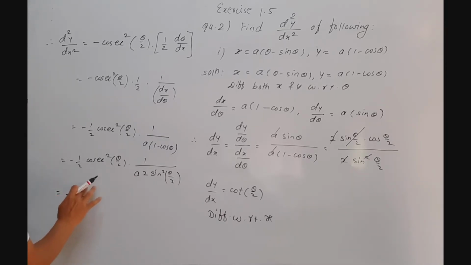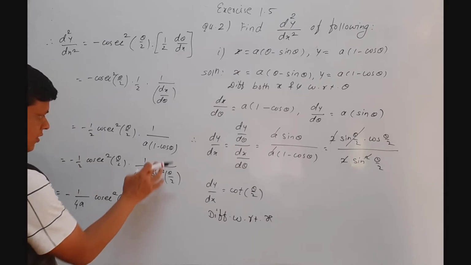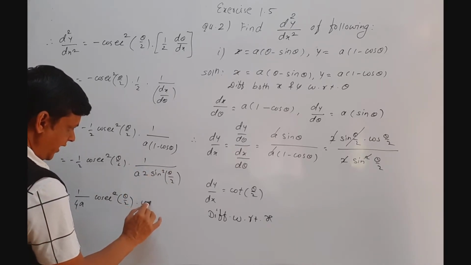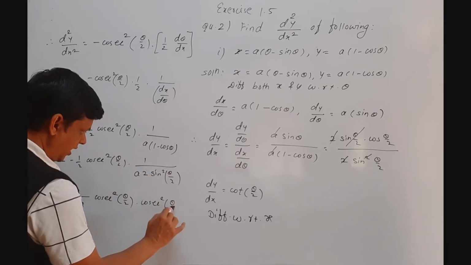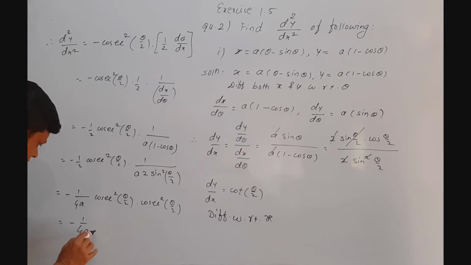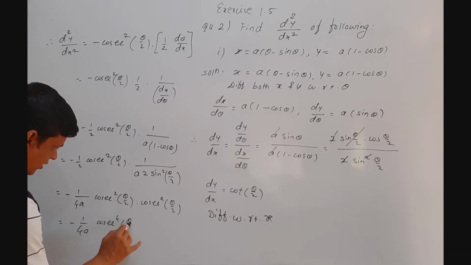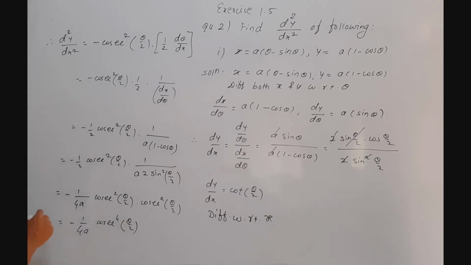So write minus 1 upon 4a cosec square theta by 2 into 1 upon sin square theta by 2, we write cosec square theta by 2. So this cosec square theta by 2 and this cosec square theta by 2, we write here minus 1 by 4a cosec raised to the power 4 theta by 2 as d2y by dx2.